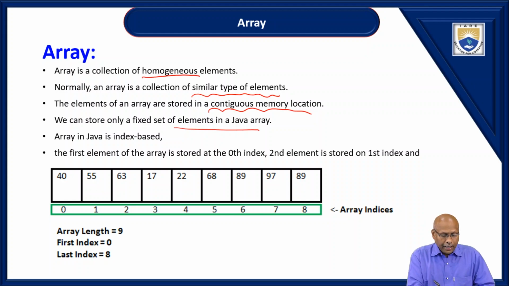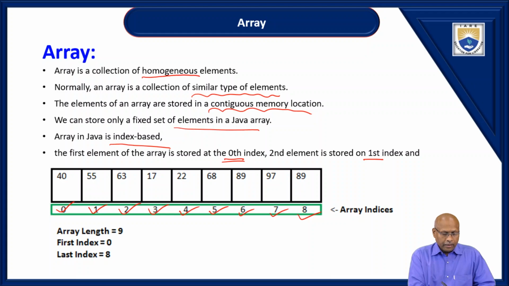Array index starts from 0. So an array in Java is index based, and the first index is always the 0th index. The next is the first index, then second, then third. That means it starts from 0. So the first element is at the 0th index, next is the 1st index, next the second, third, fourth, 5, 6, 7, 8. These are called the array index.